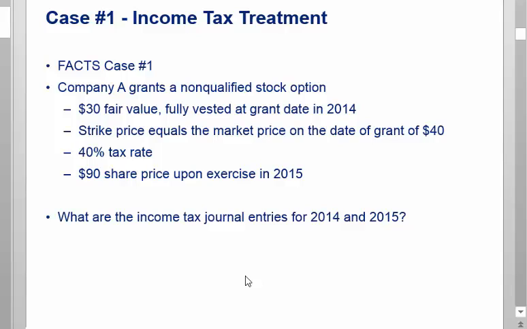It's not going to turn out to have a value of 30. That's just what somebody thinks it's worth. And that's how books expenses options. They come up with a mathematical formula to value them and expense that value over the vesting period. So that 30 is just a theoretical Black-Scholes computed number that books uses to expense awards, and in theory represents the fair value of the option.